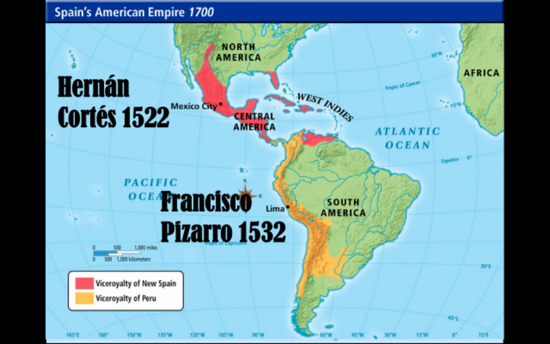Let's not forget what the Spanish found when they came to the New World. Gold. Mountains of it. In fact, you get, of course, Cortez in 1522 conquering the Aztec Empire, and Francisco Pizarro in 1532 conquering the Incan.